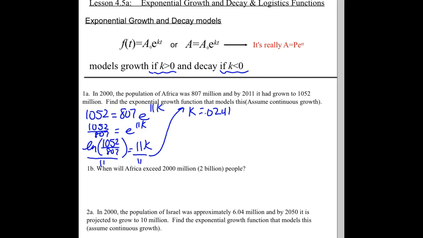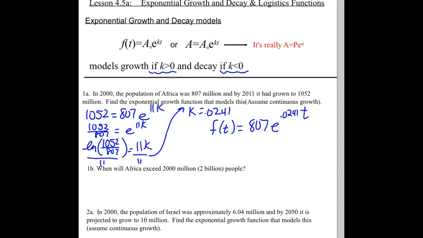The question says to find an exponential growth function that models this situation. We now know k. We didn't know it at the beginning. So now we can write a generic equation. Our final amount is going to be 807 e to the 0.0241t. So we found k, so we can put that into our formula, and now it's a little more generic. If we know a time, we can plug it in and find our total amount. If we know a total amount, we can work back and figure out our time.